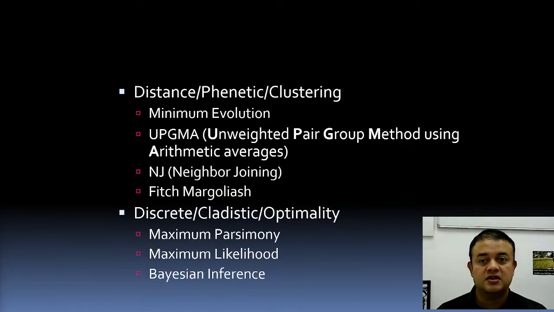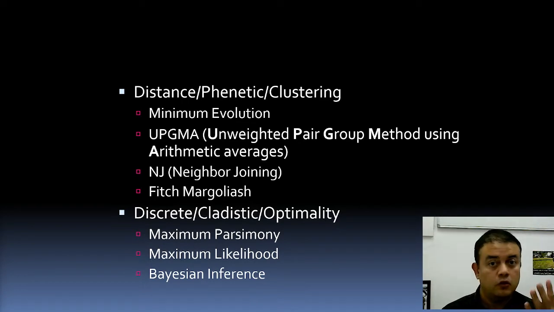Mainly two methods of reconstruction: distance-based method and discrete-based. So distance-based is also known as phenetic-based approaches and clustering algorithms. All these methods, you can actually use interchangeably. All these terms, you can use. So phenetic clustering, together you can use it, right? And what are the common distance-based methods? Minimum evolution and UPGMA, that is unweighted pair group method using arithmetic averages, neighbor joining method, and Fitch-Margoliash method. These four are the common distance-based methods.